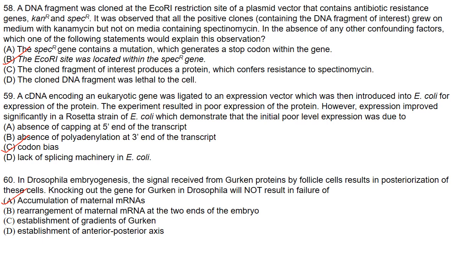The next one. In Drosophila embryogenesis, the signal received from Bruchen proteins by follicle cells results in posteriorization of these cells. Knocking out of the gene for Bruchen in Drosophila will not result in the failure of accumulation of maternal mRNAs. Option A is right.